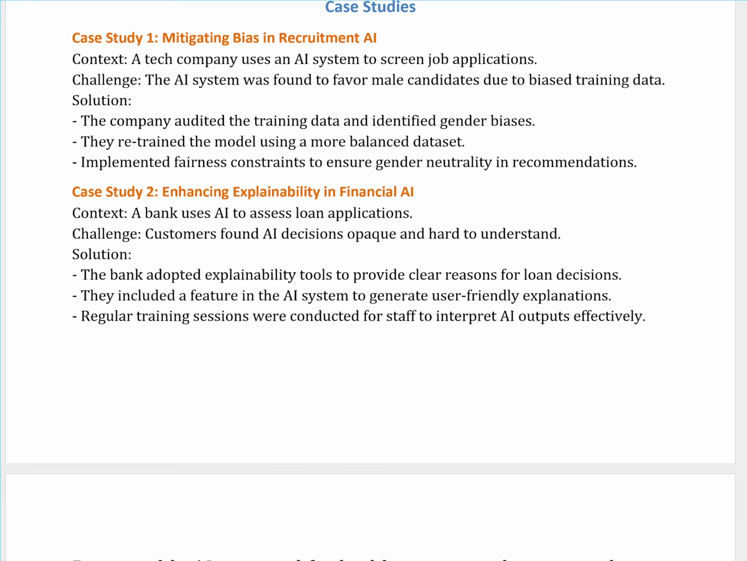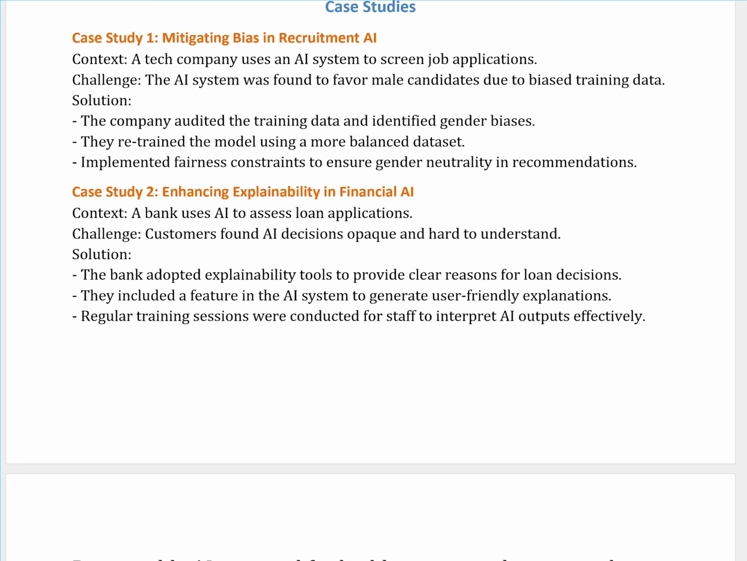Case studies. Case Study 1. Mitigating Bias in Recruitment AI. Context. A tech company uses an AI system to screen job applications. Challenge. The AI system was found to favor male candidates due to biased training data.